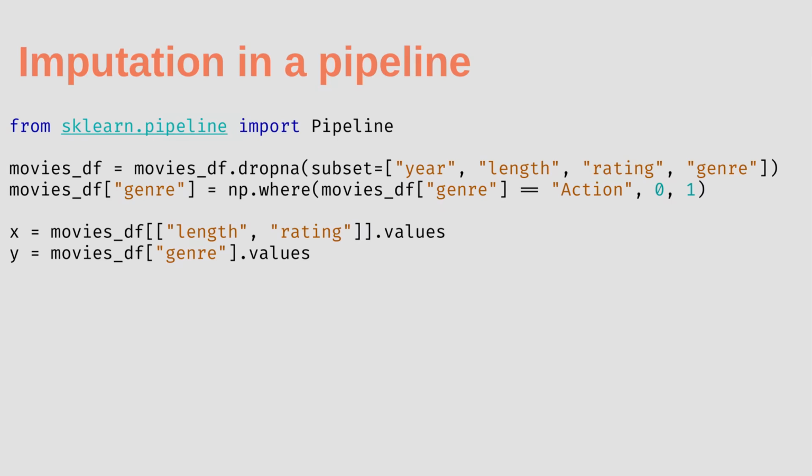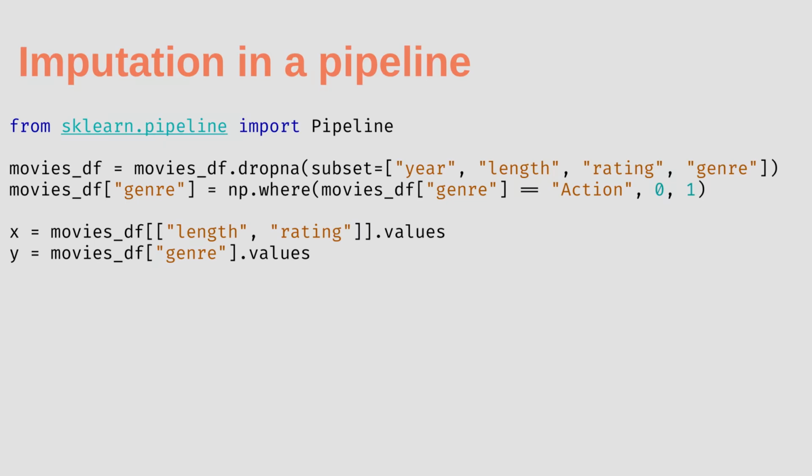We can also handle imputation and other pre-processing steps using a pipeline, which is a powerful tool from scikit-learn. A pipeline lets us chain together multiple steps like handling missing values, scaling features, and training a model into one streamlined workflow. To set this up, we import pipeline from scikit-learn.pipeline. In this example, we are working on a binary classification task where we want to predict whether a movie is action or not. Here's what we do.